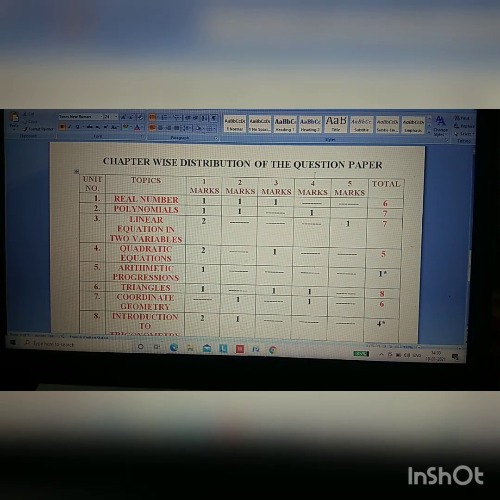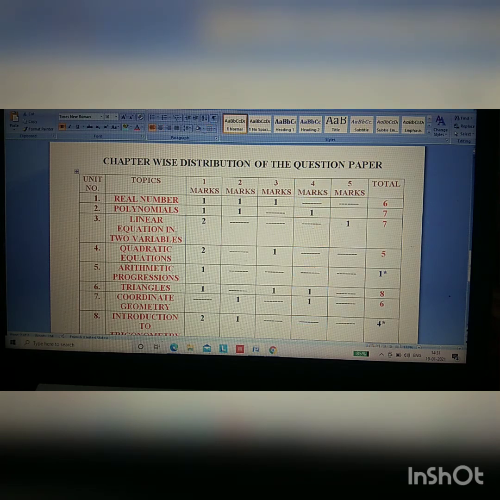This column containing the 4 marks questions is not for pure questions. These are the case study based questions. The sample paper contains the case study based questions from these chapters: polynomials, triangles, coordinate geometry, and statistics. So there would be no 4 mark question in the paper except the case study questions. Okay, so keep this in mind.